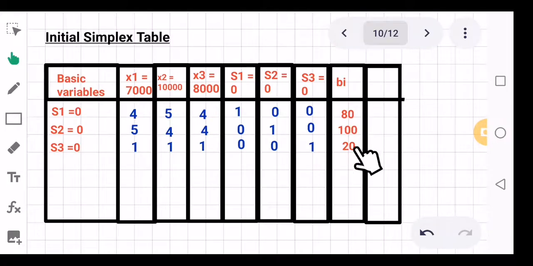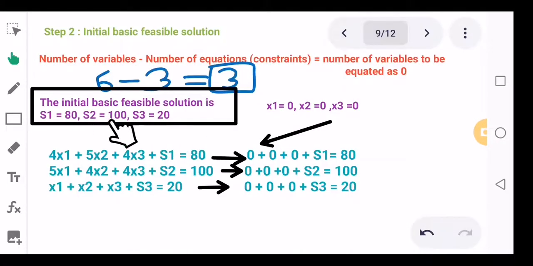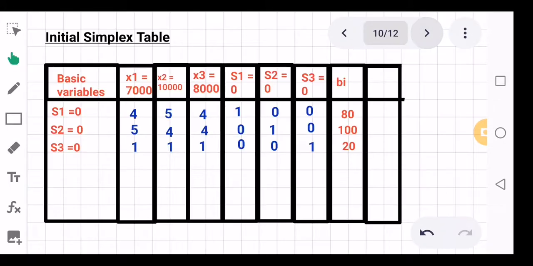This column is the feasible solution that we found over here, the initial basic feasible solution. This column, whatever is written, the values 7,000, 10,000, 8,000, we have got from the objective function. These are the coefficients as per the objective function. This also is the coefficients as per the objective function.